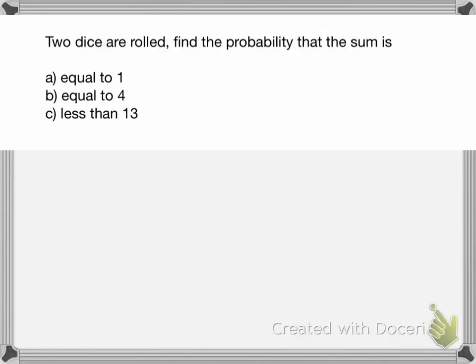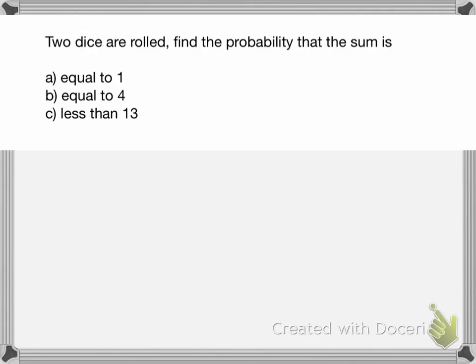Today we have an exercise where two dice are rolled and we should find the probability that the sum is equal to 1, equal to 4 or less than 13. And so, in order to do this, we need to imagine how it is when two dice are rolled.